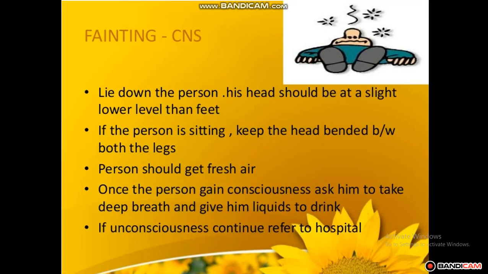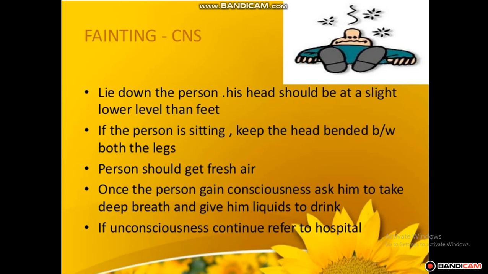Next is fainting, or CNS. This is also very common, especially in school children and college-age students. Previously, in my school days and your school days also, you might have seen children standing for a long time in the sunlight in the ground for assembly. Many children would be fainting, one on the left, one on the right, one at the back. In that way, fainting is very commonly seen.